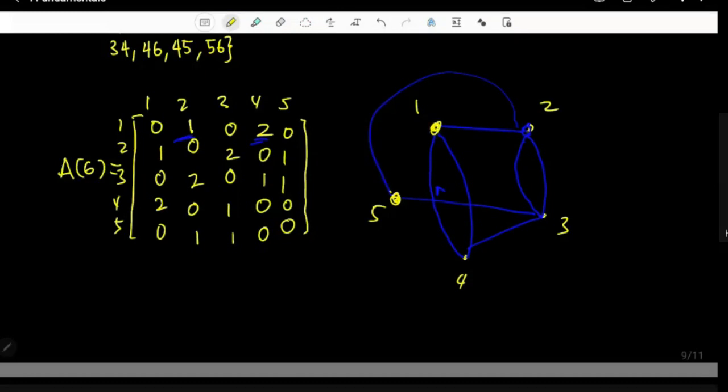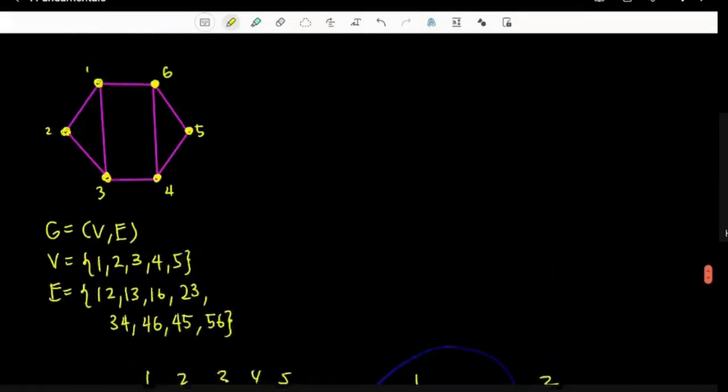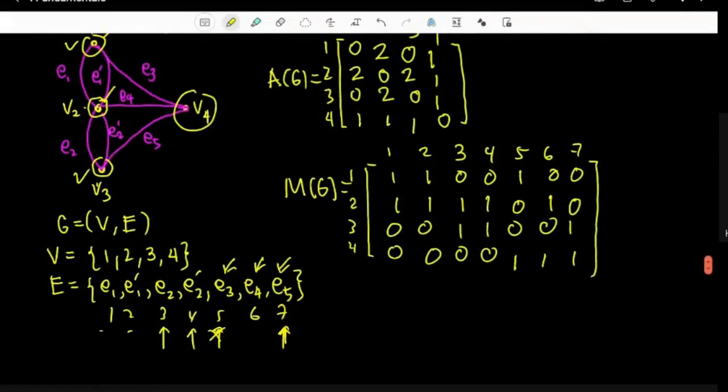Okay? And that should always be the case. Given the adjacency matrix, you should always be able to reconstruct your graph. But if you only have the incidence matrix, the problem is you won't be able to construct the graph if the graph has multiple or parallel edges.